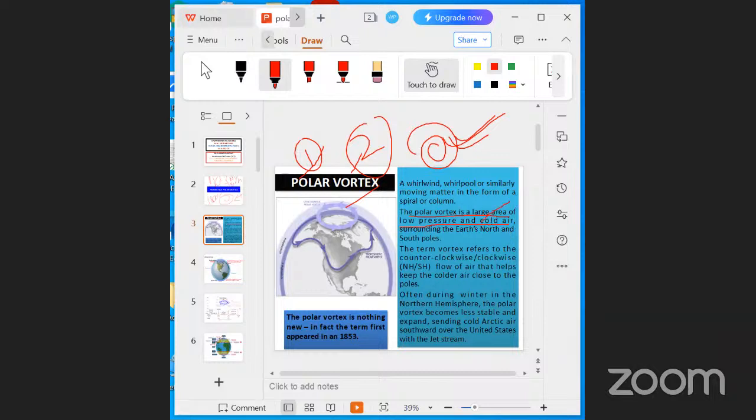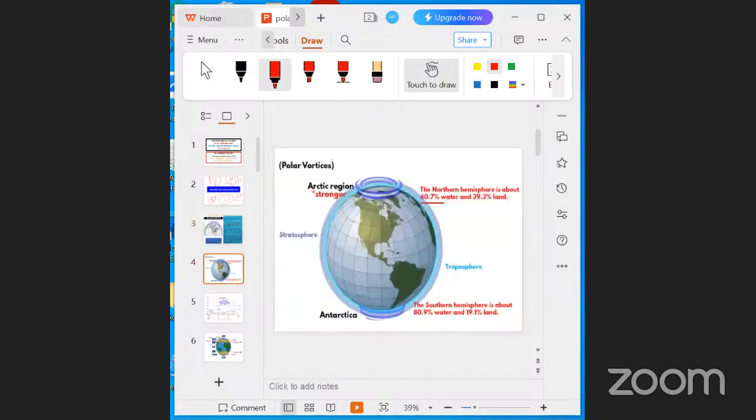Let's understand. It is the polar area, so it will have cold air itself. But why low pressure? Let's clarify this point. It is a low pressure, cold area surrounding the Earth's North and South Poles, and this is referred to as the polar vortex.